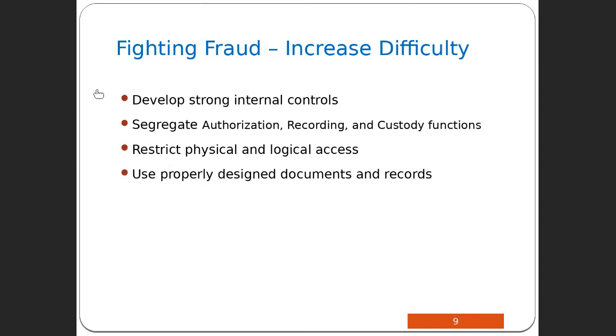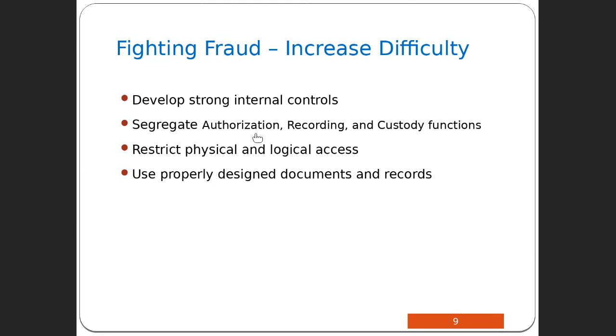Now, the next slide is talking about increasing the difficulty of doing the fraud. So if somebody wants to do the fraud, it would make it more difficult for them to do. The first one is developing strong internal controls. Internal controls make it more difficult: locking, putting cameras, putting security guards, someone reviewing the work. This makes it more difficult for somebody to do the fraud. Now there's overlap between what we discussed, decreasing the likelihood of doing fraud and increasing the difficulty. They go hand in hand, okay?